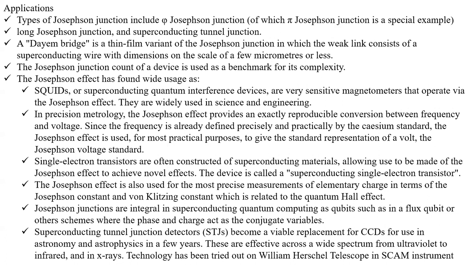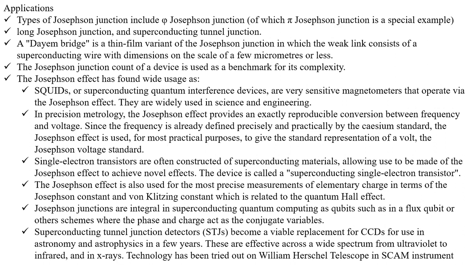Because the current must be directly proportional to V, or V is equal to I times R. Depending on the current, you can expect how much voltage can be developed within the barrier. Since the frequency is already defined precisely, and practically a standard known to the extent of the cesium standard as an electromagnetic radiation, the Josephson effect was used for most practical purposes to give the standard representation of voltage, or the Josephson voltage standard, they can call it.